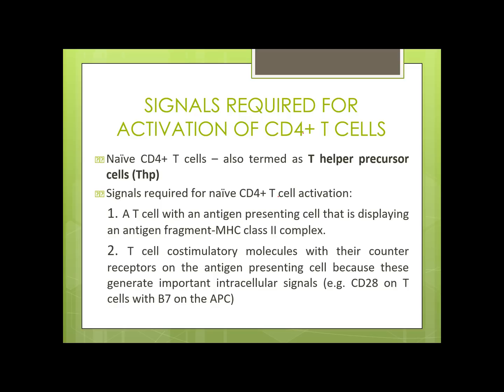Now, signals required for activation of CD4 positive T cell or yung helper T cell. So, naive CD4 positive T cells are required, or these are also termed as your T helper precursor cells. Now, signals required: first is a T cell with an antigen presenting cell that is displaying an antigen fragment in an MHC class 2 complex. Second, T cell co-stimulatory molecules with their counter receptors on the antigen presenting cells, because this generates important intracellular signals, such as your CD28 on T cells with B7 on the APC.